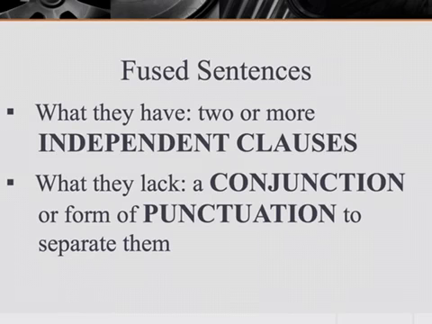A fused sentence has two or more independent clauses, clauses which can stand on their own as complete sentences with both a subject and a main verb. A fused sentence lacks the proper combination of punctuation and conjunction that would properly separate the two clauses. Thus, the result is two sentences that seem to have been fused together.